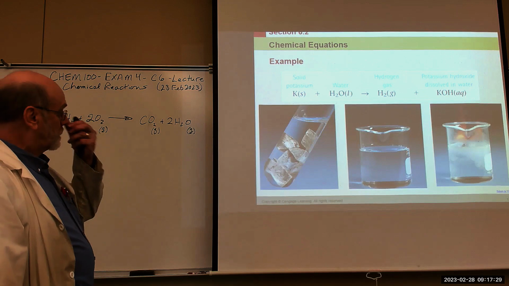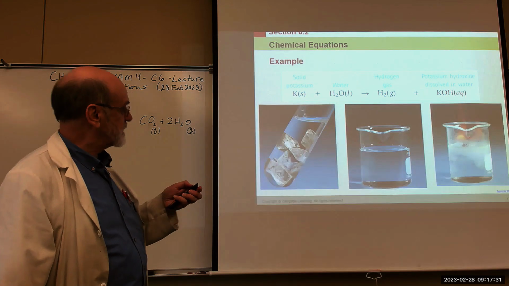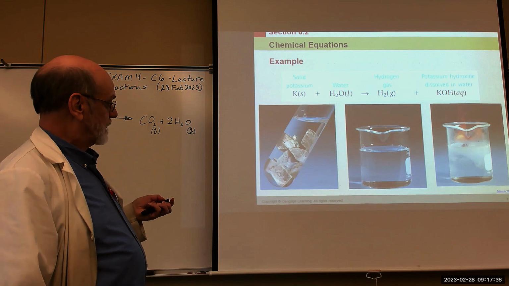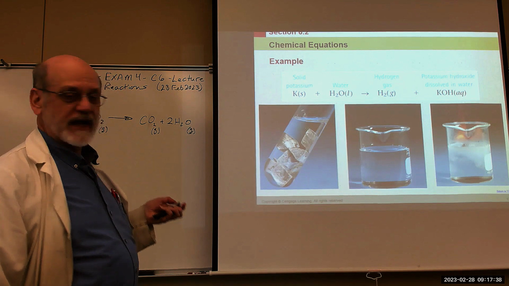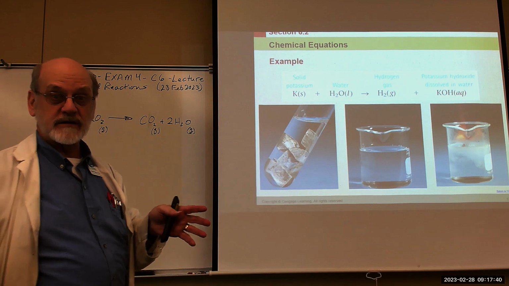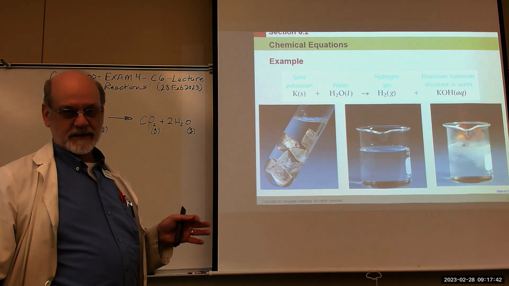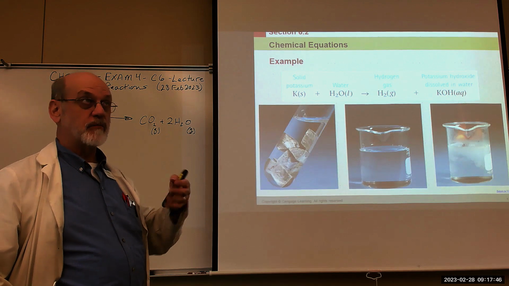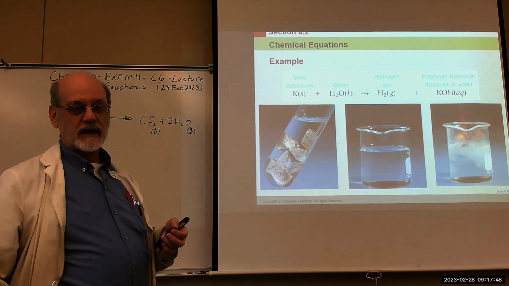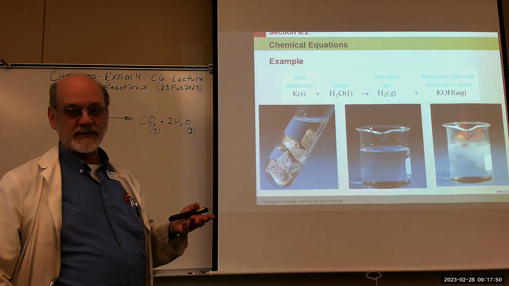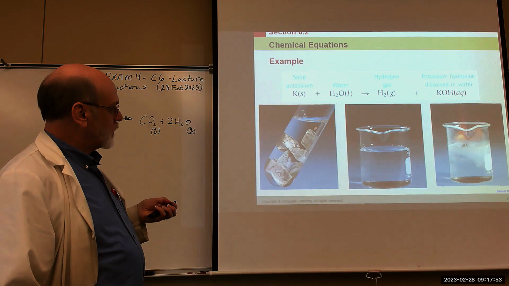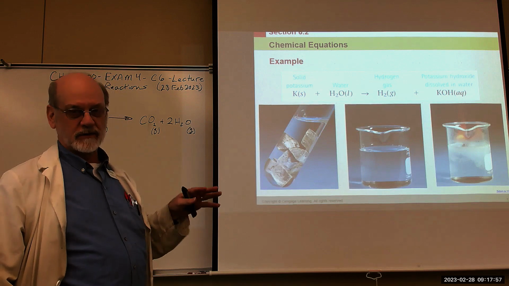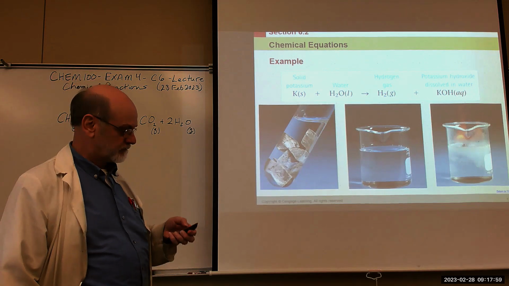So here's an example. There's our potassium, right? Potassium metal. Now this potassium metal looks like it's in a liquid, and it is. That's mineral oil. Potassium will react with moisture in the atmosphere. It'll even react with the oxygen in the atmosphere. So we keep it submerged in mineral oil because it won't react with mineral oil, and that's safer.